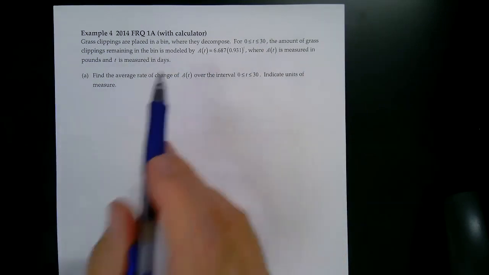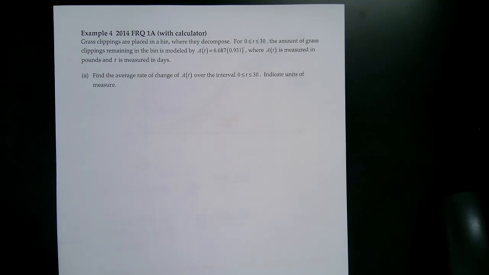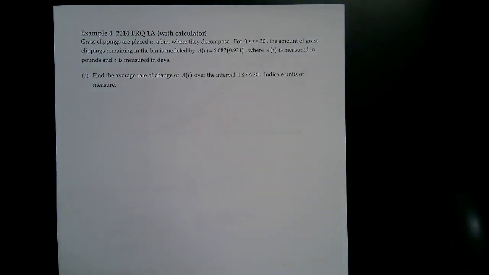So this A of t, and this is the start of preparing for the AP exam, what is this A of t? It's how much grass clippings are not being put into the bin, but that are remaining in the bin, that are staying in the bin, where A of t is measured in pounds and t is measured in days.